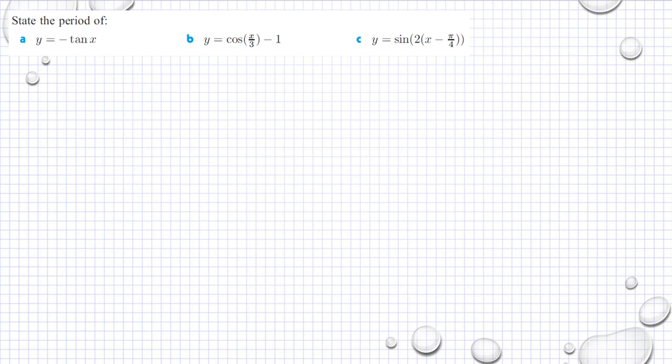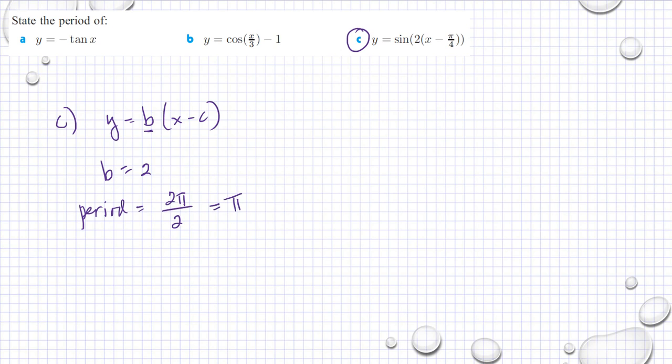Some more. State the period of, we only look for the C there. We have our sine. It looks like this now: y is equal to sine (Bx minus C). And we are only interested in the B. So we have B is equal to 2. So the period now is equal to 2 pi divided by 2. Then we have pi. So one period or one cycle is pi.